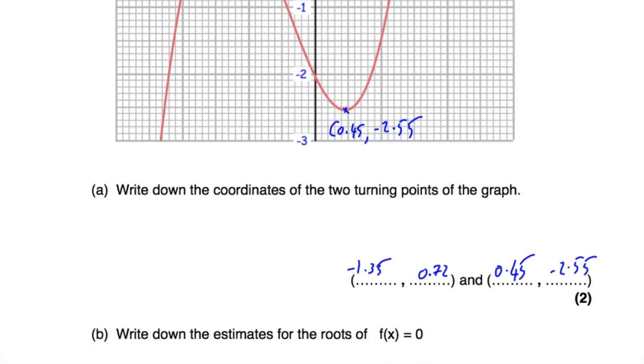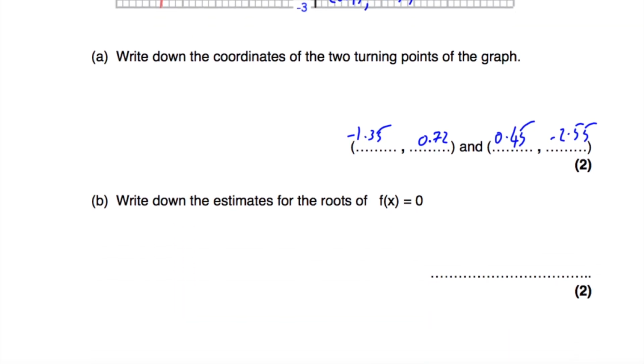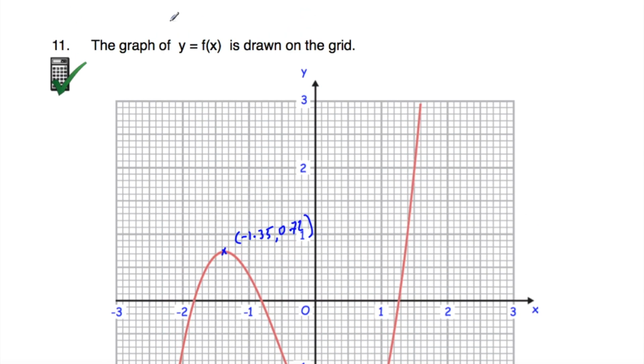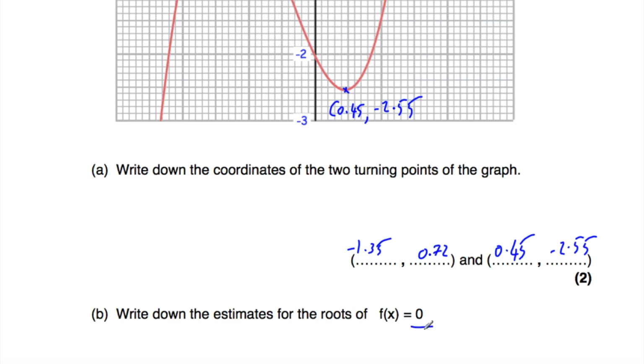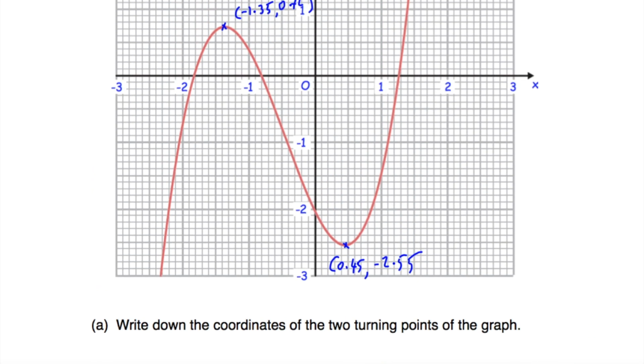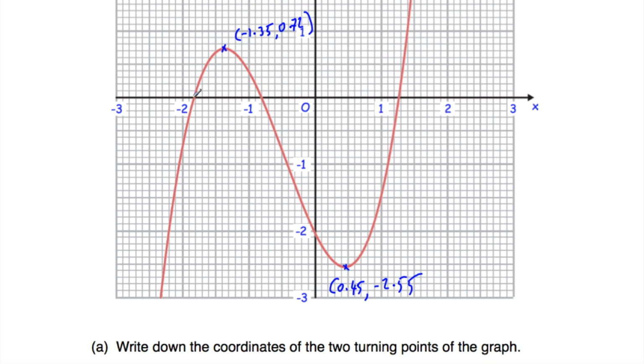Okay, and then if we go on down, part B says estimate the roots of f of x equals 0. So notice this is the graph of y equals f of x. And here we've got f of x equals 0. So in other words, the y has changed to 0. So that's when the height is 0. So if you want to find the estimates of the roots of f of x equals 0, we just need to find where the graph crosses the x-axis. So we want to find this value of x here, this value of x here, and this value of x here.